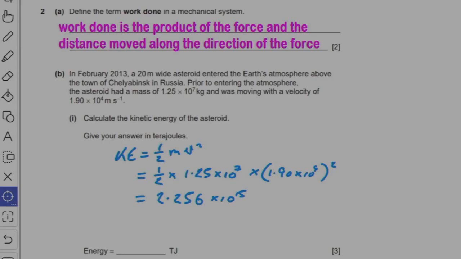So what would that be in terajoules then? So 2.26 times 10 to the 15. So mega is 10 to the 3. Giga is 10 to the 9. And tera is 10 to the 12. So you realize that gives us 2260 terajoules.